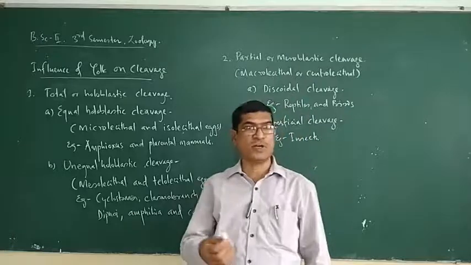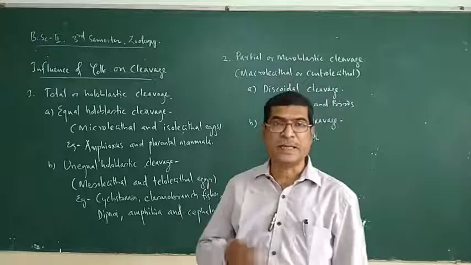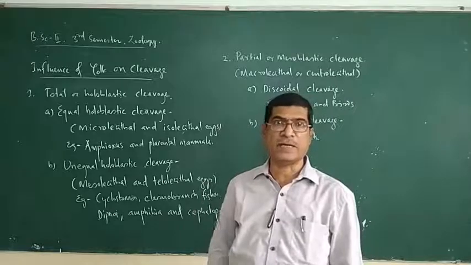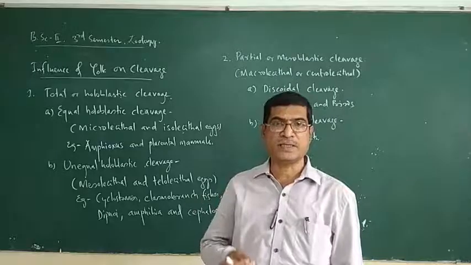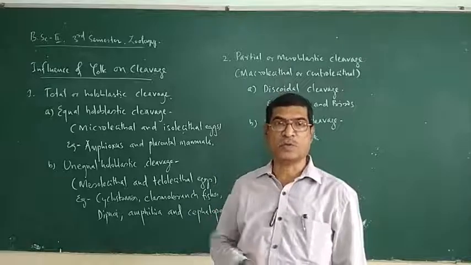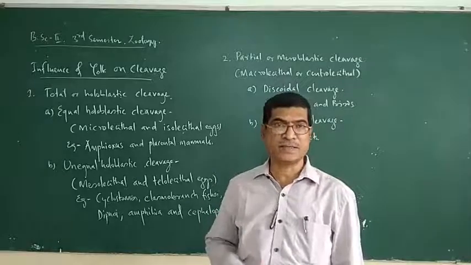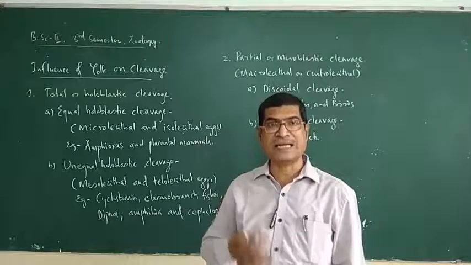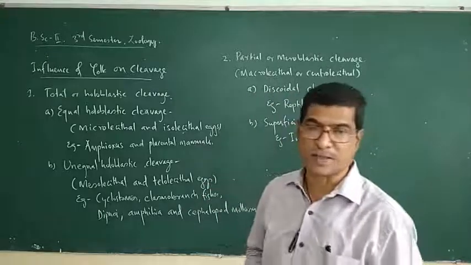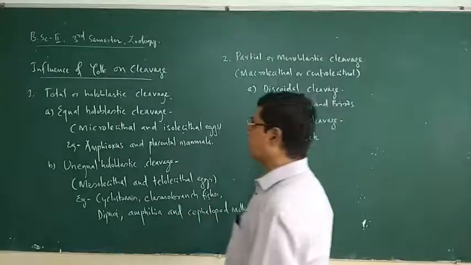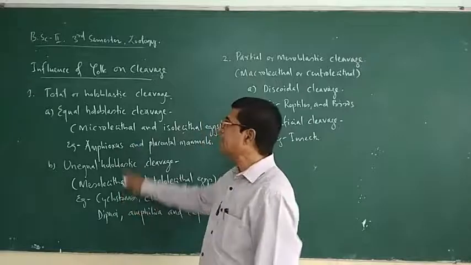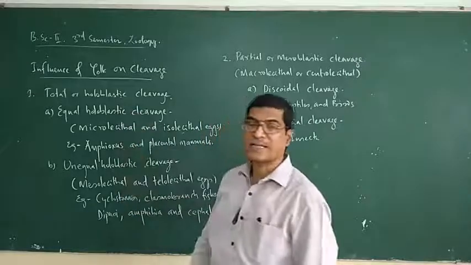Depending upon the amount of yolk present in the egg, eggs have been divided into 4 types. I told you already. Very little amount of yolk is present, such eggs are called microlecithal. If a moderate amount of yolk is present, mesolecithal. If a large amount of yolk is present, they are called macrolecithal. So in case of microlecithal egg and mesolecithal egg, the total or holoblastic cleavage occurs.